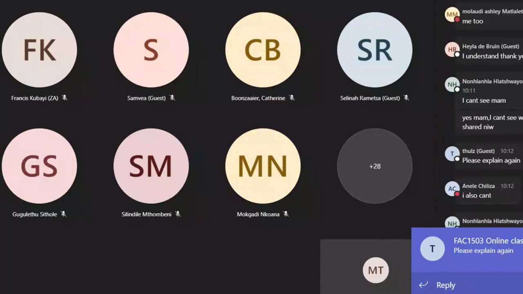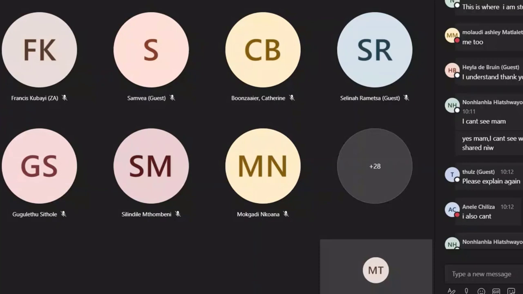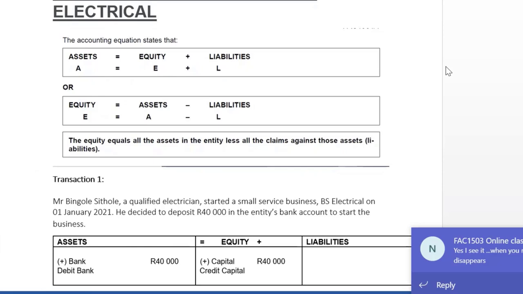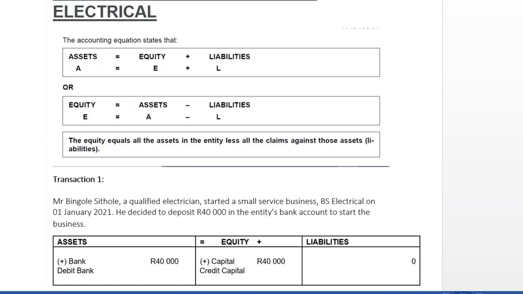So I want us, guys, to go through this exercise again. We're still doing the same exercise that we started, where we looked at the source document and the double entry principle. Now we're doing the same exercise, but with the accounting equation. I'm going to focus on it and look at the messages later. Transaction number one: Mr. Bingolus Tole, a qualified electrician, started a small service business, BS Electrical, on the 1st of Jan. He decided to deposit. Remember, guys, this is the same exercise we started with.